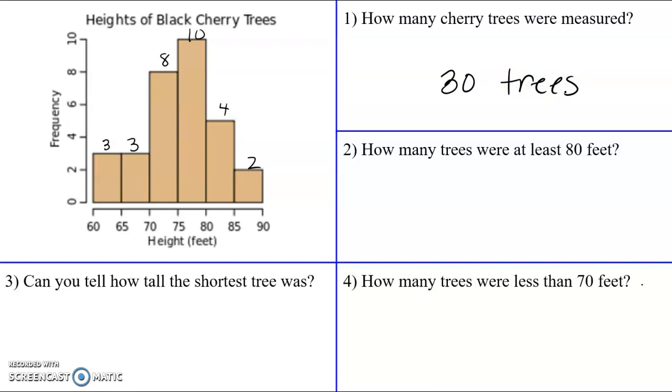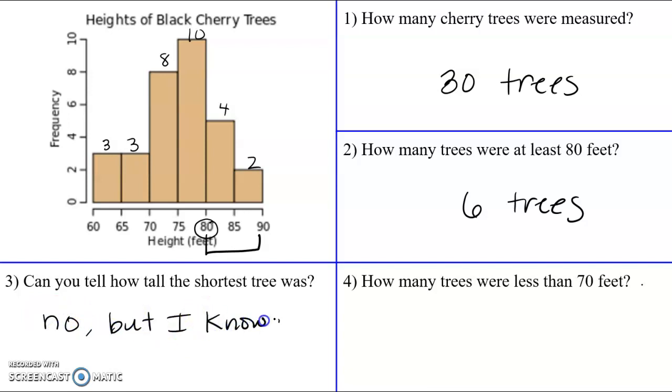How many trees were at least 80 feet? Well, here's 80 feet. So from 80 and up, there were 4 in this bar and 2 in this bar. That's 6 total trees. Number 3, can you tell how tall the shortest tree was? Well, not really, but I can tell where it is. I know the shortest tree is somewhere between 60 and 65 feet. And then the last question, how many trees were less than 70 feet?